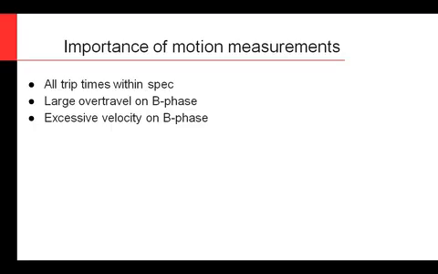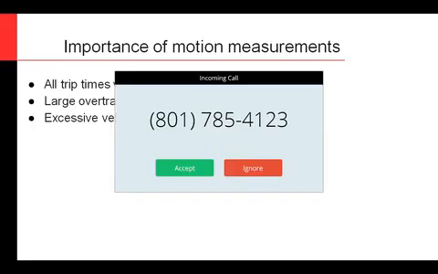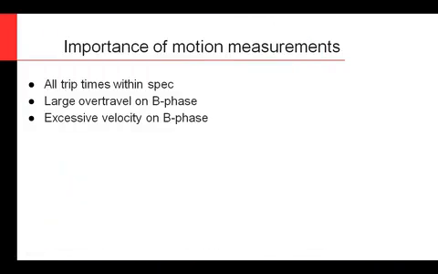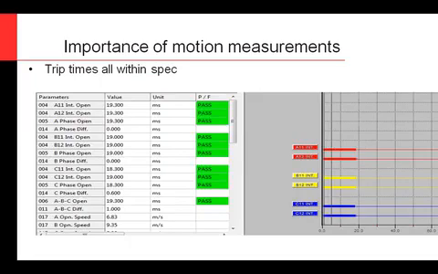So I just want to give a quick example here of a circuit breaker that was timed, and all trip times were within spec. And there was a large over travel. When we actually looked at the transducer measurements, there was a large over travel on B phase and excessive velocity on B phase. So if I went out and I was just performing timing measurements, I'd see everything well within spec here. Everything's around 19.3, 18.3, so a total open time of 19.3 milliseconds, and really only a differential of 1 millisecond between phases there.